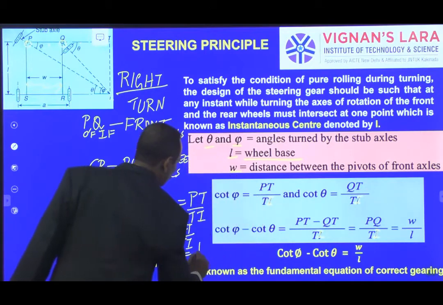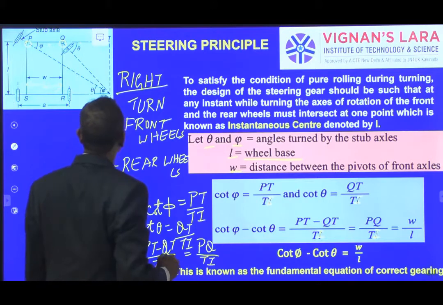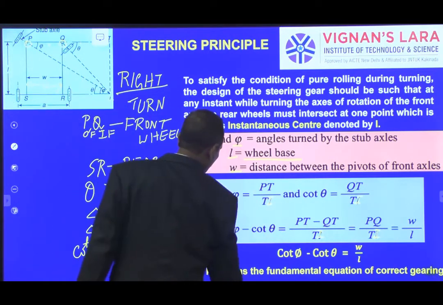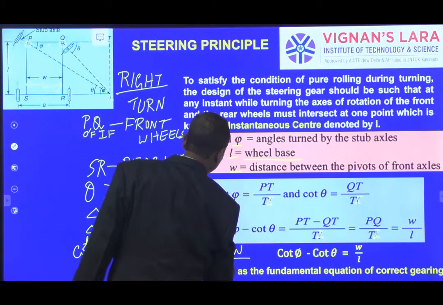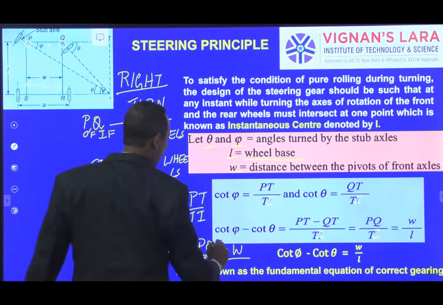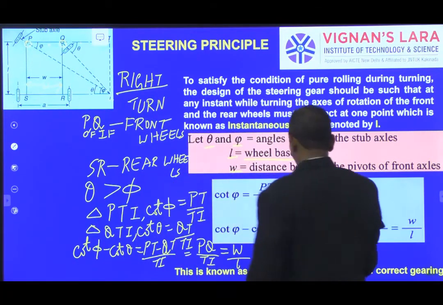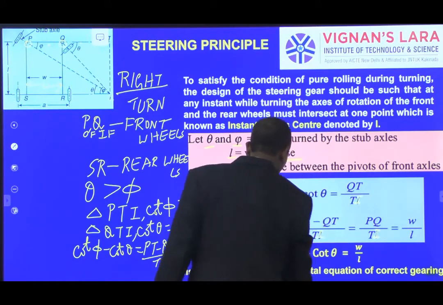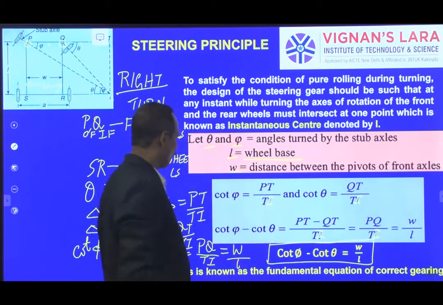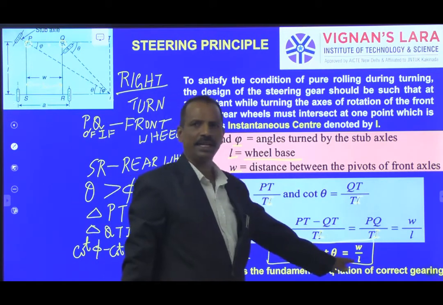So what is PQ? We defined PQ as W, and TI is the distance which we denoted L. So that is cot phi minus cot theta is W by L. This is known as the fundamental equation for the correct steering.